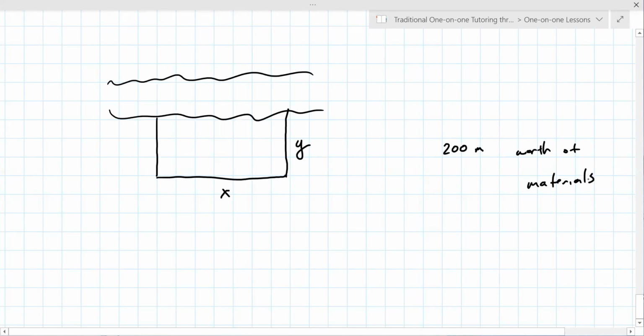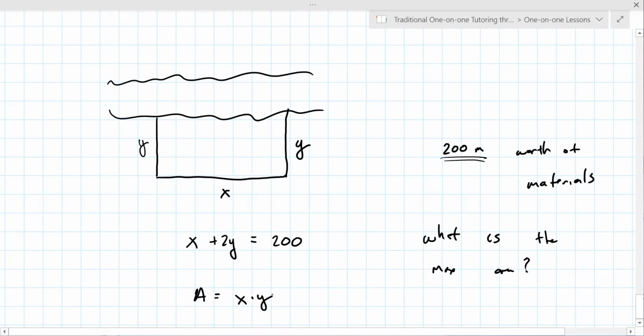Okay. So what does that mean if there's 200 meters worth of materials? That means that these dimensions have to add up to 200. So it's like X plus 2Y equals 200. Now, they also do the following. The question will say, what is the maximum area? So area is X times Y.